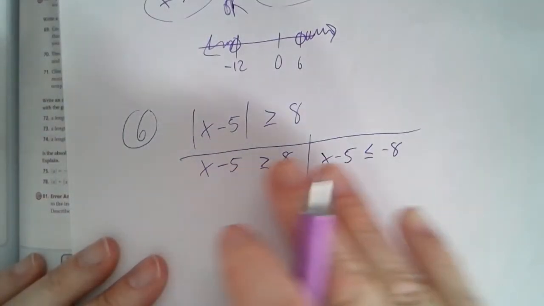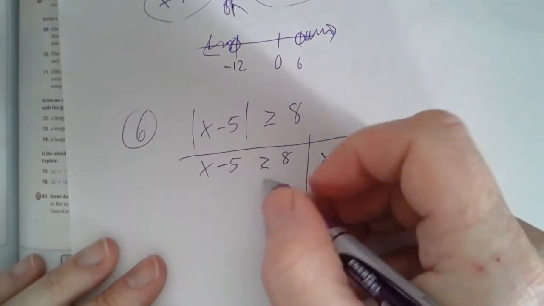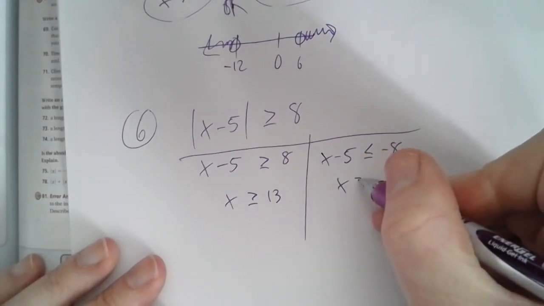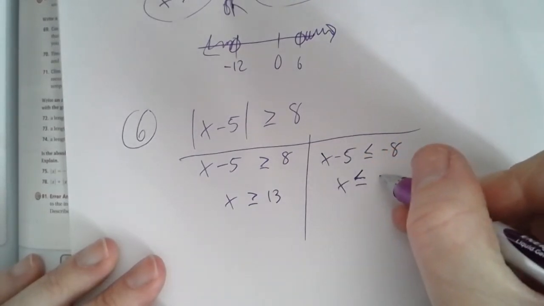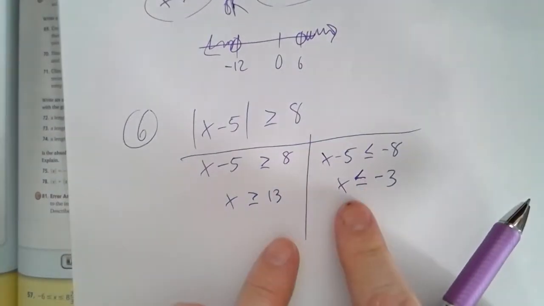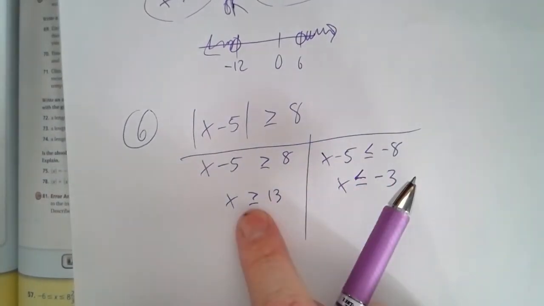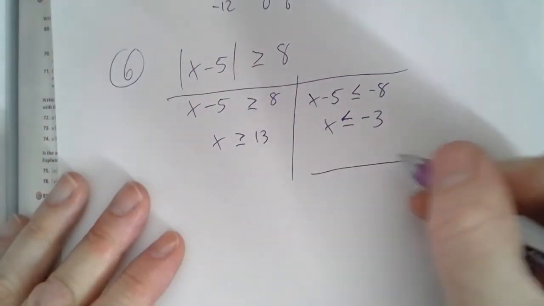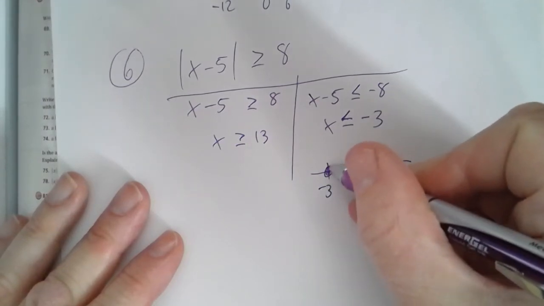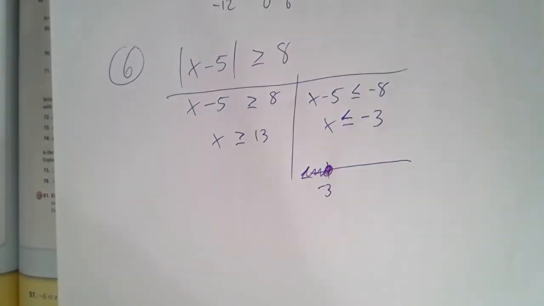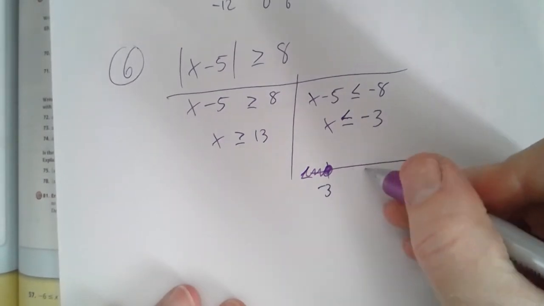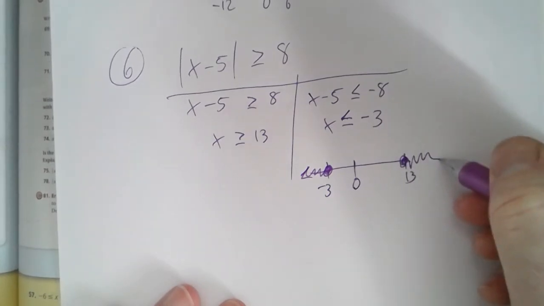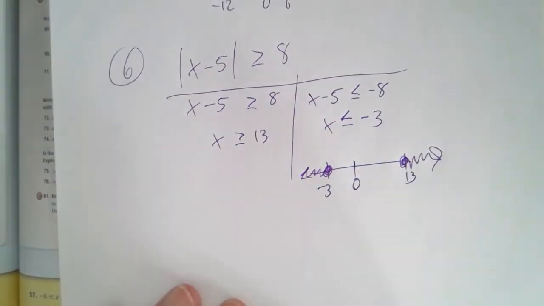So you got your 8 and your negative 8. Okay, we're going to add the 5 over, so x is greater than or equal to 13. We're going to add the 5 over. X is less than or equal to negative 3. So this, again, this is an or. You can't be less than negative 3 and greater than 13 at the same time, right? So it's one place or the other. So we're going to make negative 3 here. We're going to be less than negative 3. And then we'll put a 0 there, and then we'll go over 13 spaces, closed circle, and bigger than that. So we're bigger than the 13, we're less than the negative 3.